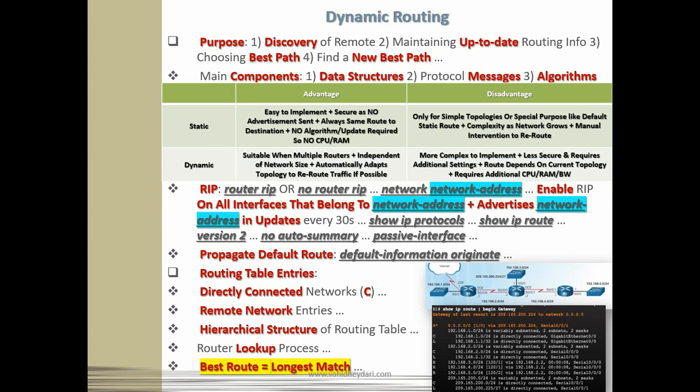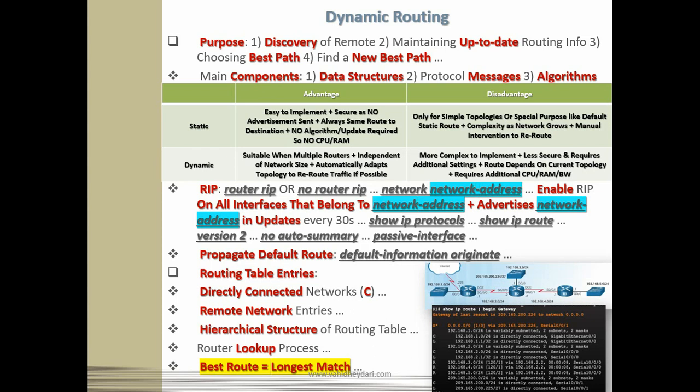Any interfaces under the network address highlighted in blue in my slide here start advertising the network address in RIP updates every 30 seconds. So it advertises the network in RIP routing updates sent to other routers every 30 seconds.